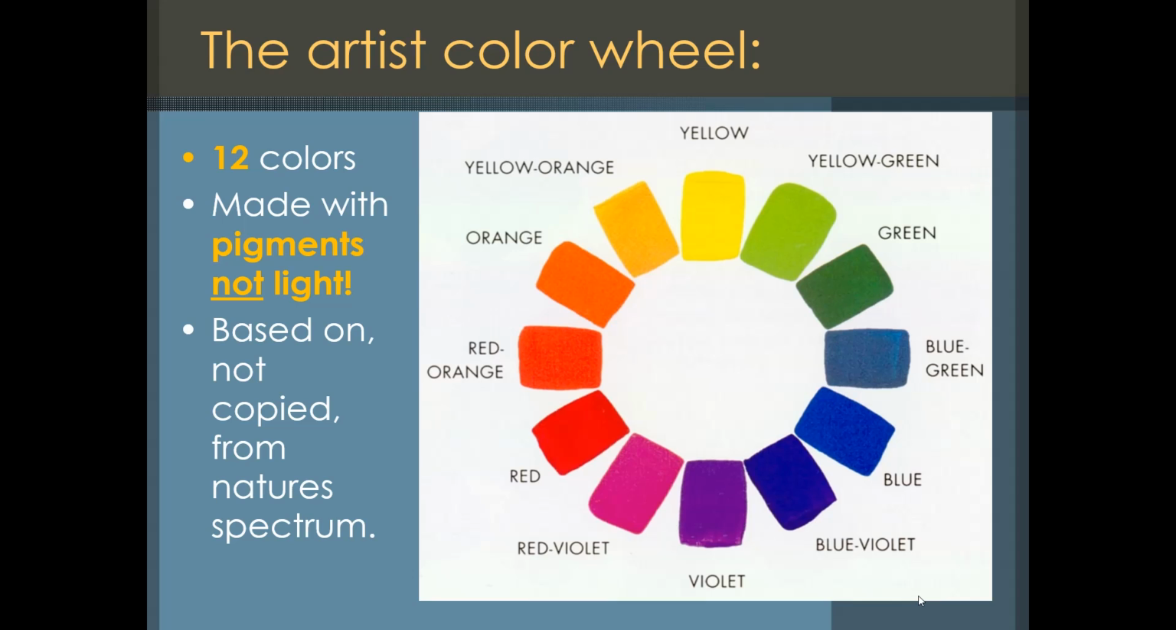The artist color wheel that we work with has many more colors than the rainbow colors of light or the spectrum. The spectrum can only create so many colors because of its transparency, the see-through quality of light. The solidness of pigments allows us to create even more mixtures of colors, 12 in fact.